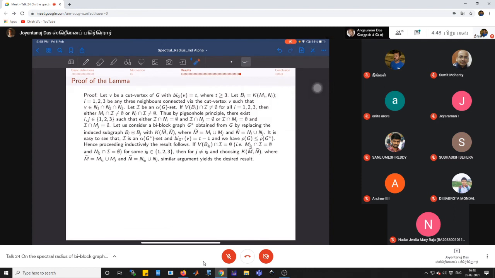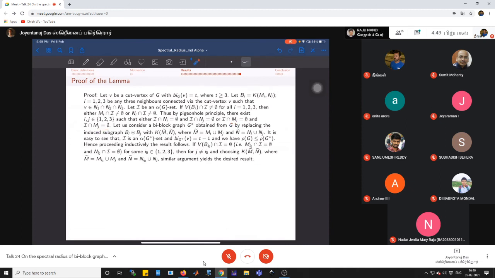Okay, so let I be an alpha(G) set, that is, a maximum independent set. If the vertex set of B_i intersection I is nonempty for all 3, that is i equal to 1, 2, 3, then either M_i intersection I is nonempty or N_i intersection I is nonempty. So by the pigeonhole principle, there exist i, j belonging to 1 to 3 such that either I intersection N_i is empty and I intersection N_j is empty, or this works for the M partition, that is, I intersection M_i is empty and I intersection M_j is empty.